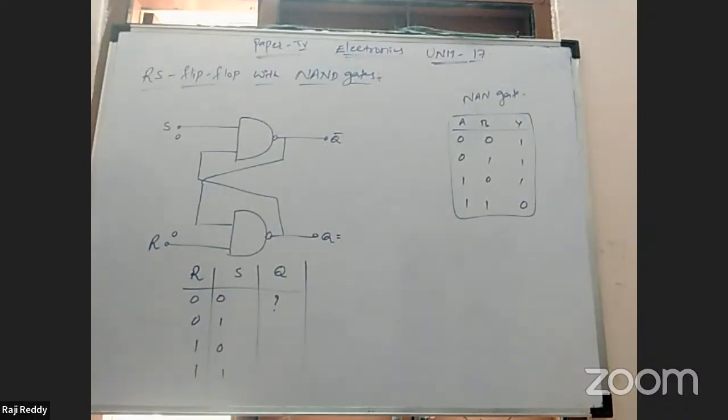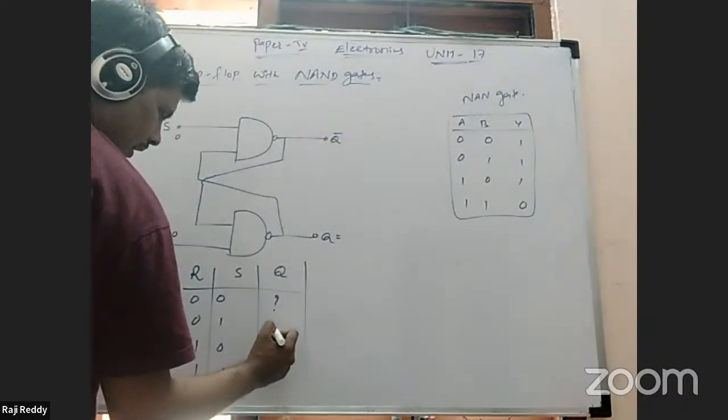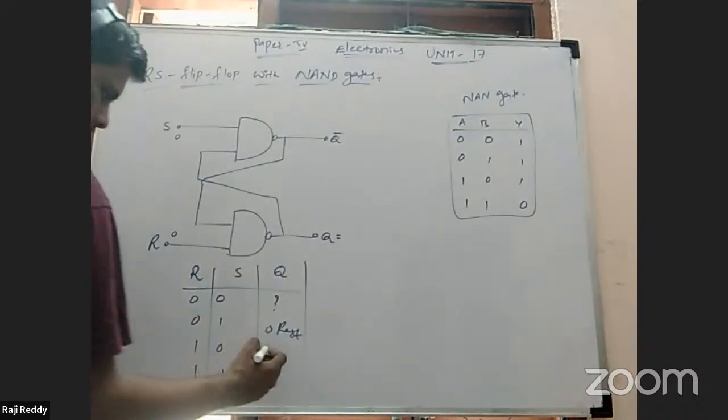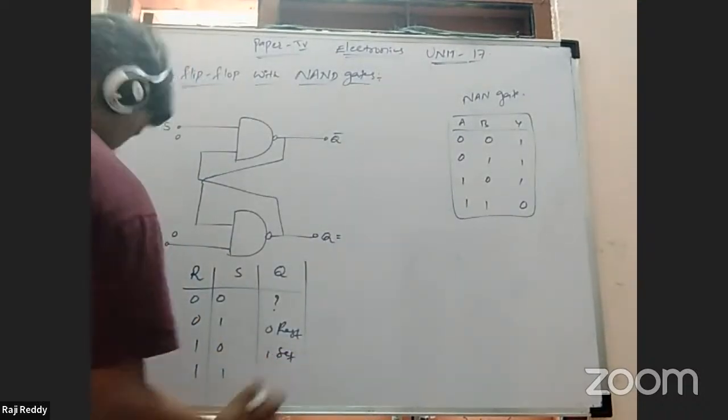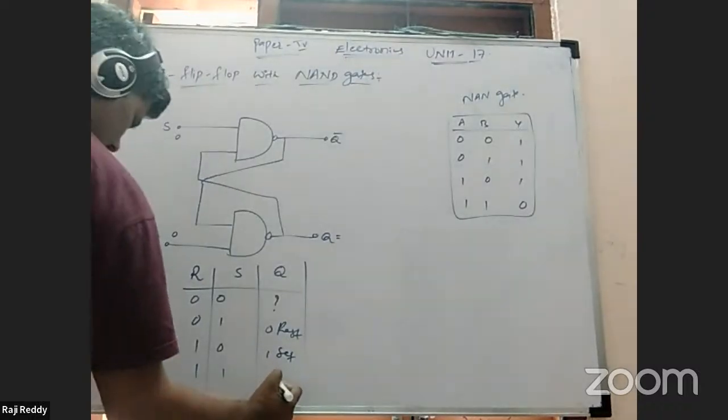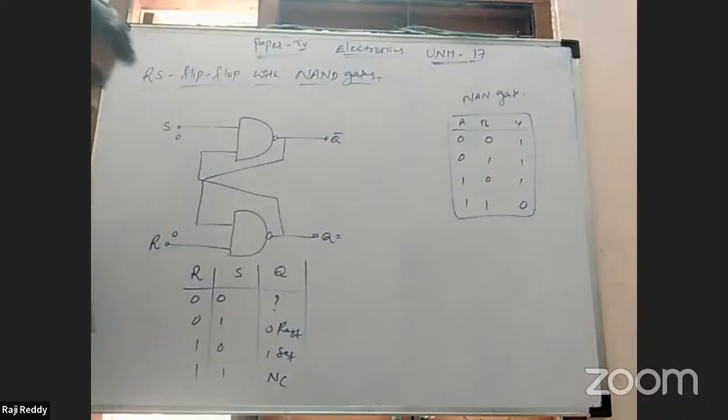Prohibited value. When R value 0, S value 1, that condition will give a reset condition, like 0. When R value 1, S value 0, then you will get a 1, that is called set. When both the values are 1 1, no changes in the output value, that is called the previous one, nothing but no changes, that is nothing but last value only.